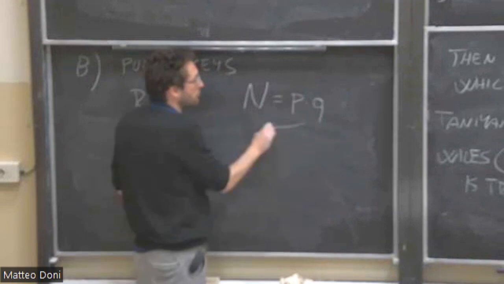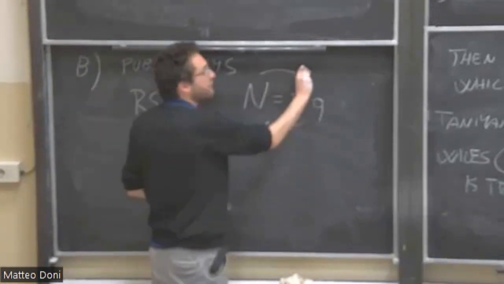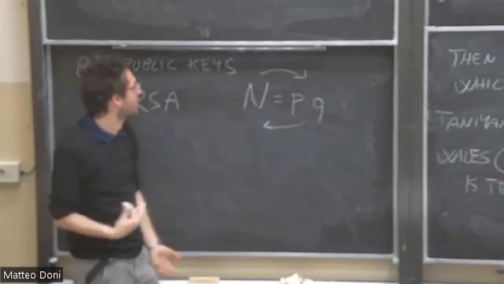It is very easy to go this way. If you have the two primes, just multiply. It is very difficult to go this way. If you have the number, try to factorize it.